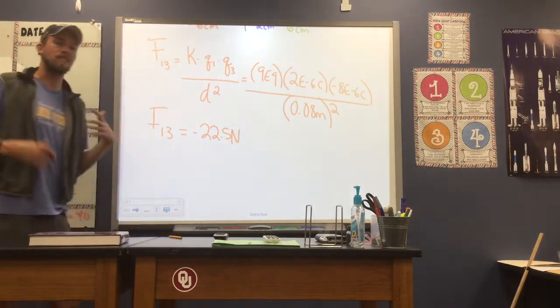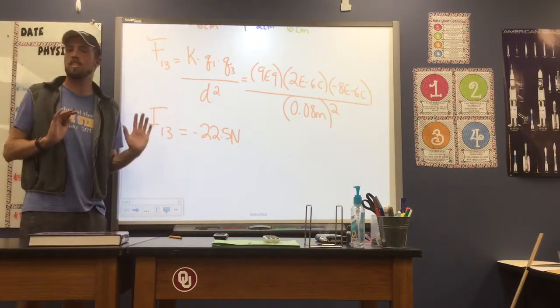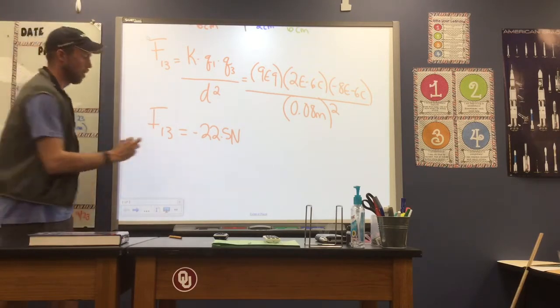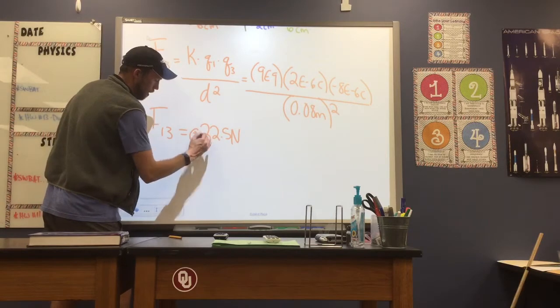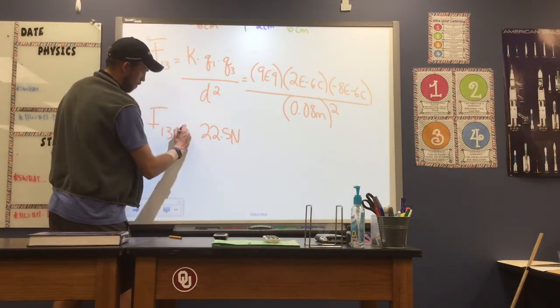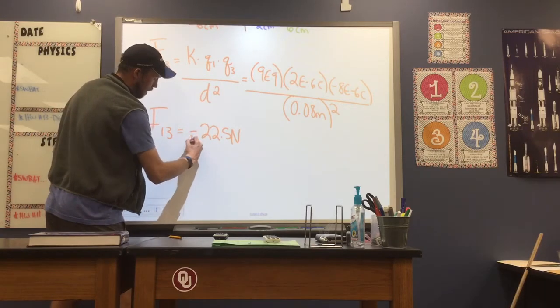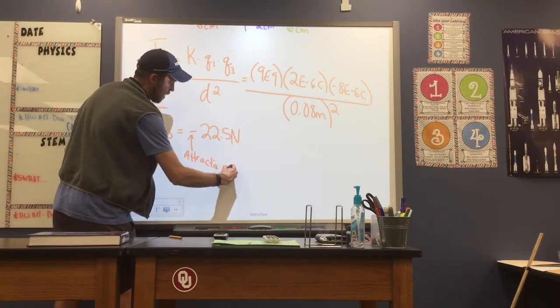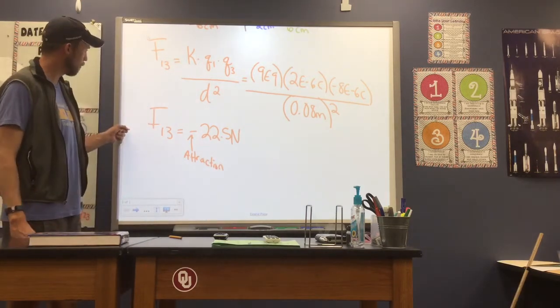Now remember, when dealing with this electrostatic force, the negative doesn't necessarily tell us left or right. The negative tells us attraction or repulsion. So this negative really just means it's a force of attraction. And that will be important when we come back to solving for the overall net force.